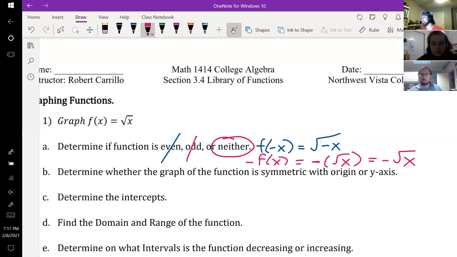Which means it can actually help us answer the next question. So B, determine whether the graph of the function is symmetric with the origin or y-axis. Well, since it's not even or odd, again, our answer is neither. Because remember, if you're even, you're symmetric about the y-axis. If you're odd, you're symmetric about the origin. But since we're neither, we have no symmetry.